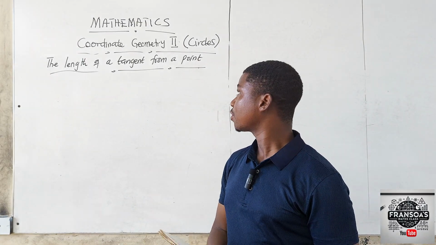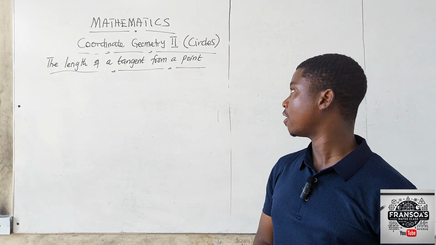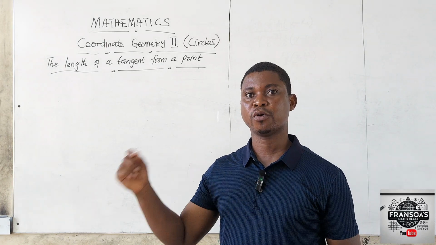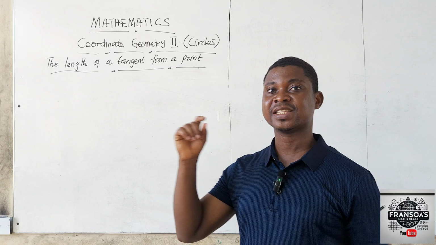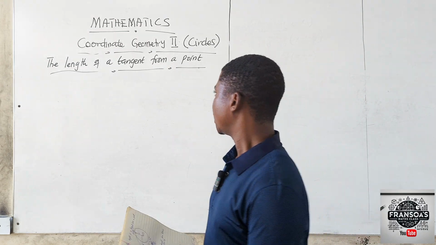We are going to look at coordinate geometry 2, circles, and this time we are going to look at the length of a tangent from a point. The length or the distance of a tangent from a point.